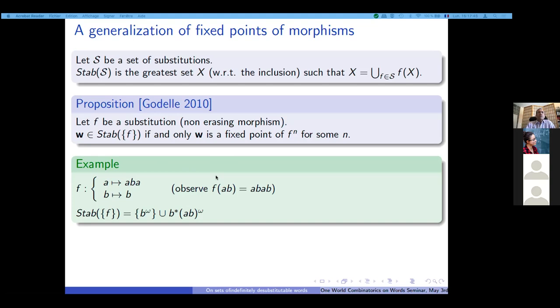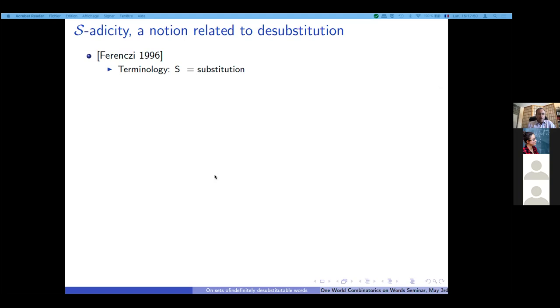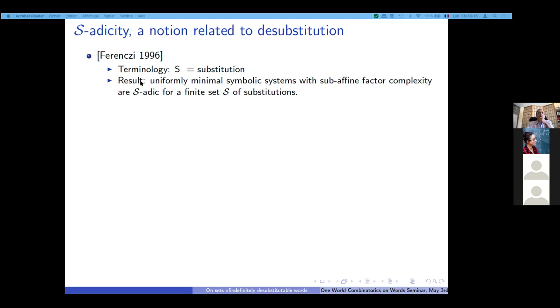The second aspect is the notion of S-adicity. Before I recall some precise definitions, let me recall some historical aspects. The terminology of S-adicity was introduced by Sébastien Ferenczi in 1996, S meaning substitution, although in this talk I will sometimes use a different meaning for S, as we will see in a moment. The main result obtained by Ferenczi is that a uniformly recurrent minimal symbolic system with sub-affine factor complexity is S-adic for a finite set of substitutions. What I have to mention here is that the notion was first introduced for dynamical systems and not for finite words, but the notion can also be applied to right infinite words.